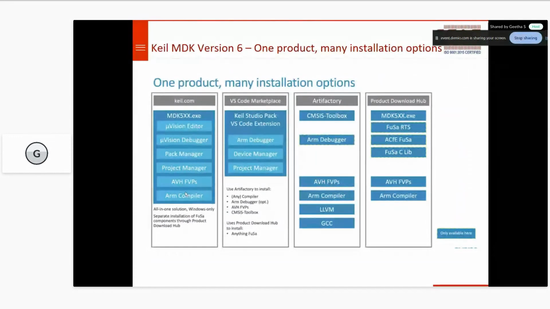But now we were talking about MDK v6, where Keil Studio Pack was given as an extension for VS Code. To download that VS Code extension, one has to go to the VS Code Marketplace. The VS Code extension has ARM Debugger, Device Manager and Project Manager. So this is the Artifactory: CMSIS Toolbox, ARM Debugger, the same ARM FVPs, ARM Compiler, LLVM, GCC.